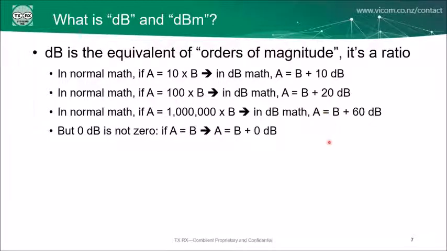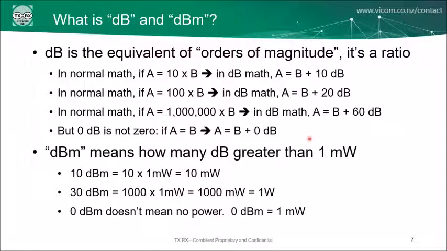It should be remembered, though, that dB is a ratio, and 0 dB is not 0. So if A equals B, then A equals B plus 0 dB. It means it's the same. Ratios are nice, but without a fixed point to know where to start, it's kind of meaningless, which is why we use dBm.